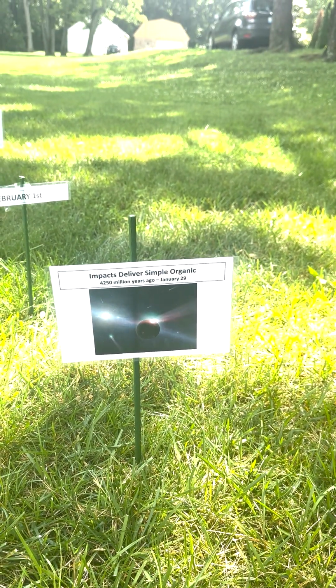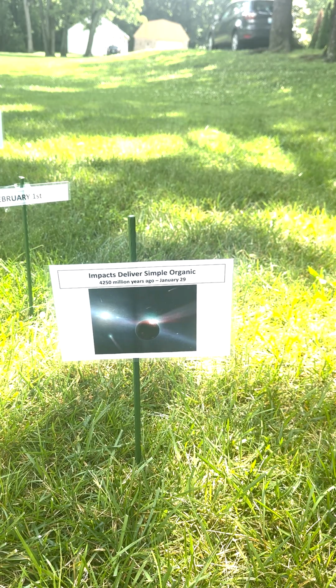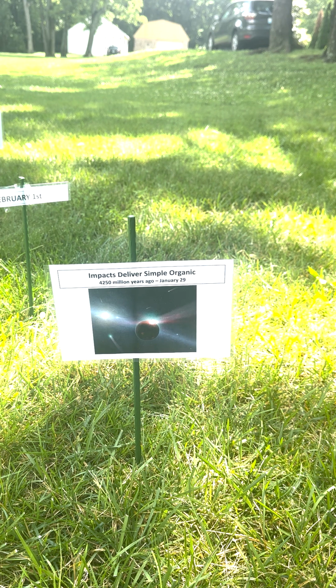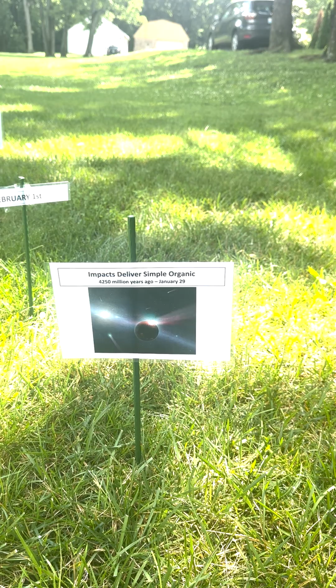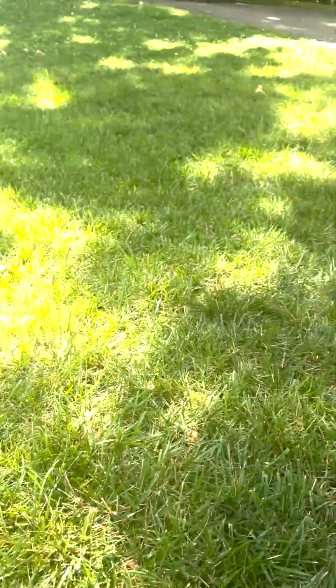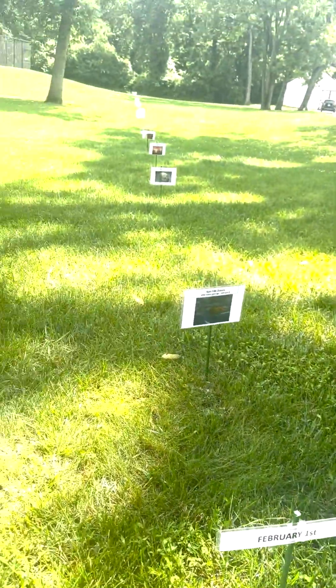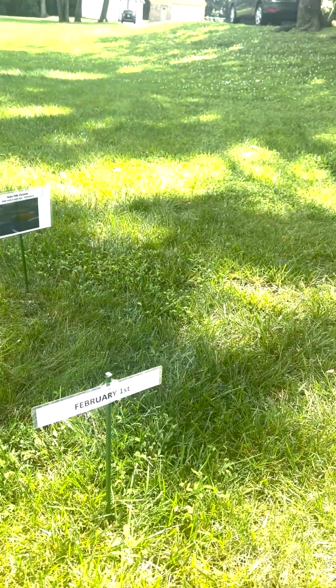Finally, we reached January 29th, about 4.25 billion years ago. We are now about 7.6 meters away from our starting point. At this point in time, impacts deliver simple organics. The early solar system was like a cosmic shooting gallery. Comets and meteors were constantly slamming into Earth, and they brought a very special delivery: water and basic carbon-based molecules. These simple organics are literally the raw ingredients, the building blocks needed for life to eventually spark later in the calendar. Now, look back at how far we've come through our first month's history, all the way down there. And we still have over 92 meters of the calendar left to explore.